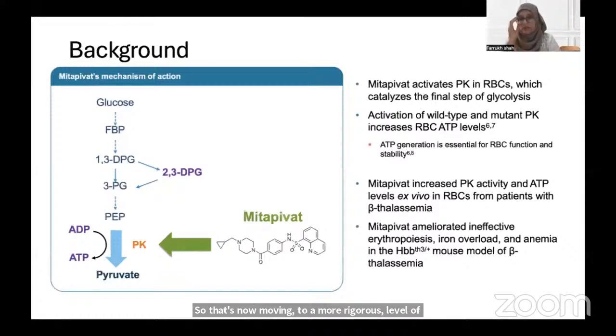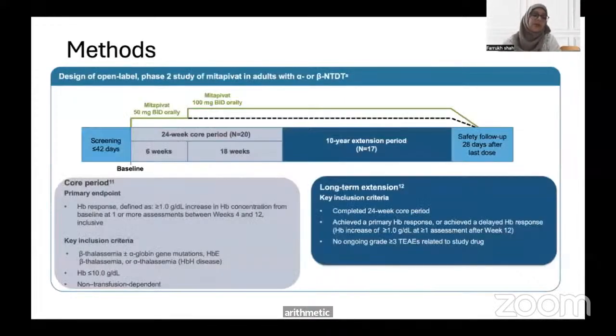And then finally, I'm going to talk about mitapivat, which is a pyruvate kinase activator. And mitapivat basically works at the final stage of activation and works by increasing the amount of ATP within red cells. Now, increased ATP actually ameliorates ineffective erythropoiesis and iron overload and anemia in mouse model of thalassemia.